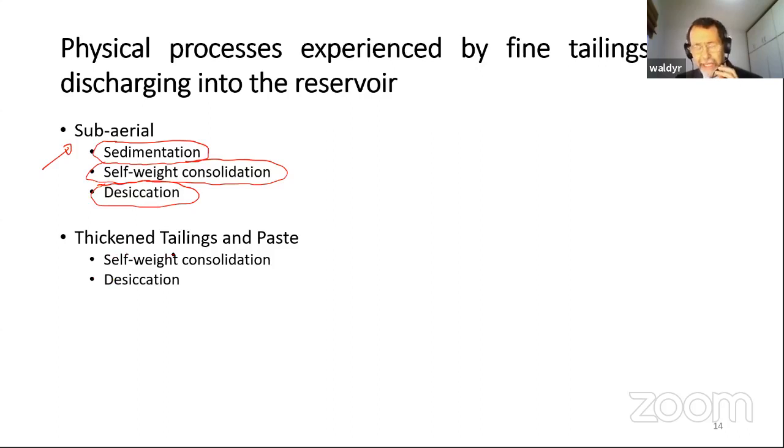You see, with thickened tailings, even with the paste, after disposition there will be water or liquid draining from this paste of thickened tailings. This water that is draining is self-weight consolidation. After that, we're going to have desiccation, okay? So it's very important to understand these phenomena in order to really understand how your operation is going to happen.